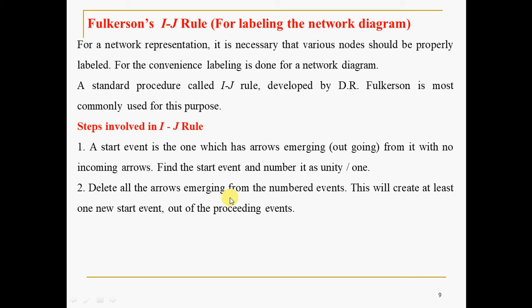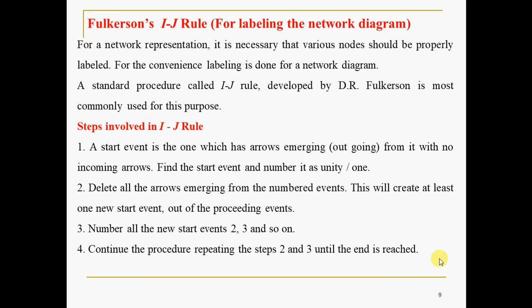Delete all the arrows emerging from the numbered events. This will create at least one new start event or node out of the preceding events. This we will see with a numerical. Fine. Number all the new start events or nodes 2, 3 and so on. I mean you have to number 2, 3, 4 like that. The circles are the nodes. Continue the procedure repeating steps 2 and 3 until the end is reached.